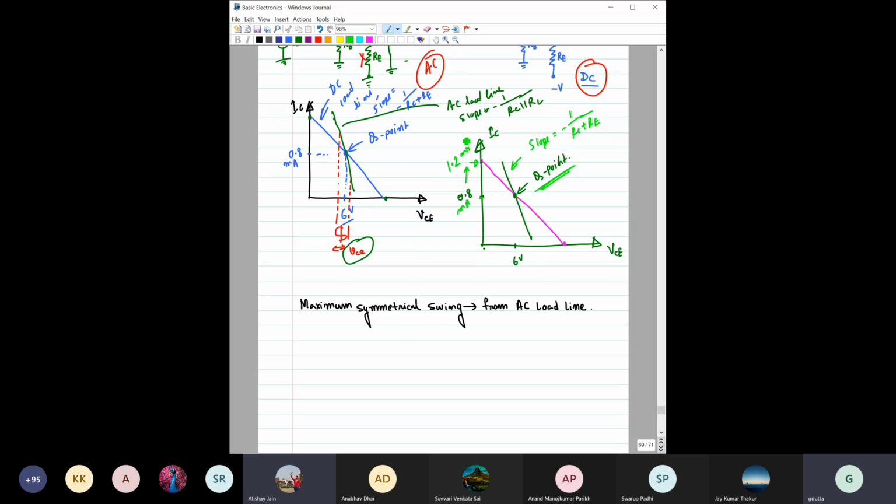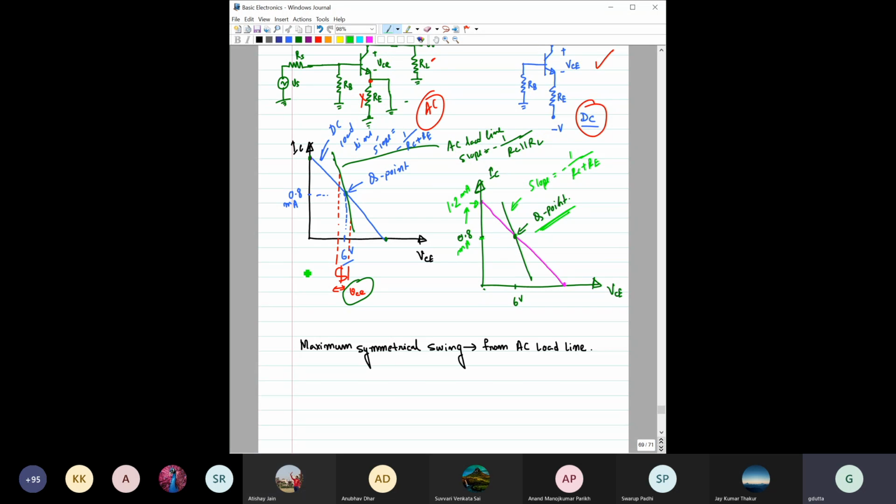Yes, but here is the point. That's what I told you. You have missed this point. You have to now see from this AC load line, right? Once you have stabilized this Q point, after that, should you follow the DC load line or the AC load line? AC load line, sir.